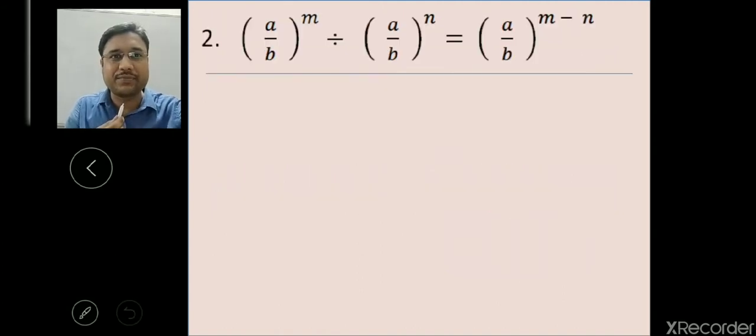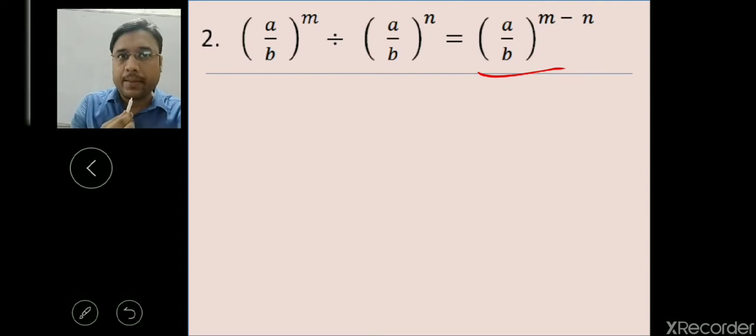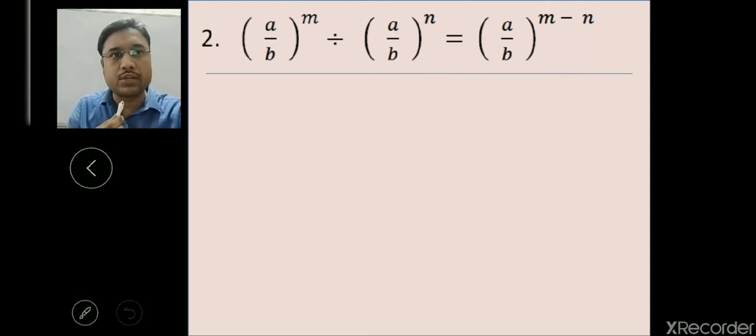Now next you see the next formula, second number. Here also the base is the same, but the operation we are doing is division. That means (a/b) to the power m divided by (a/b) to the power n. This time the result will be the same base (a/b), but the powers will be subtracted. That means you subtract the second exponent from the first exponent. The first exponent is m, the second exponent is n. So the result is (a/b) to the power m minus n.